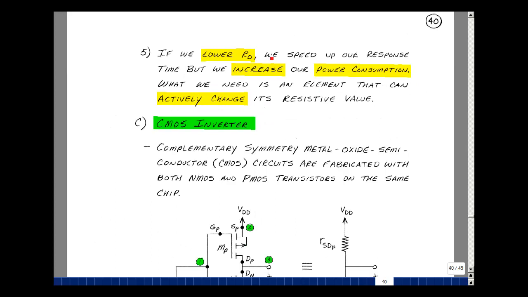If we lower R sub D, we'll speed up the response of our circuit, but we'll also then increase the power consumption. What we need is an element that has 2 values of resistance. One that's low for fast switching, and one that's high for low power consumption. It's possible to do this with a transistor.